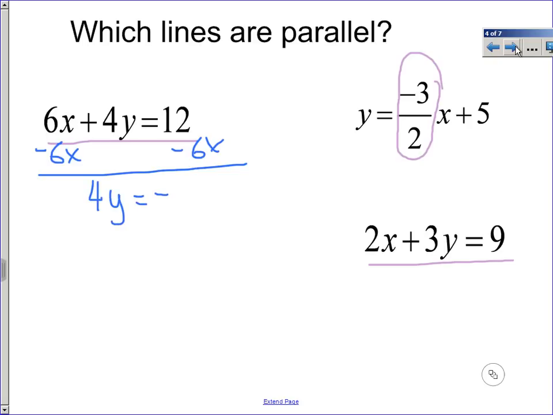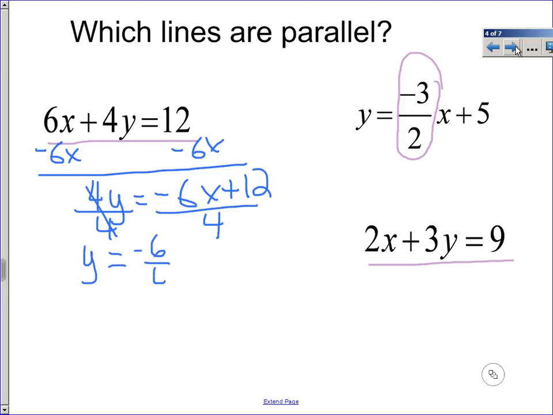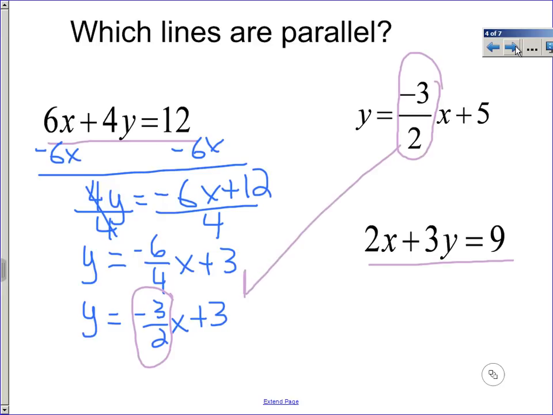4y equals negative 6x plus 12. I'm going to divide both sides by 4. Everybody gets divided. y equals negative 6/4 x plus 3. And this reduces down to y equals negative 3/2 x plus 3. So right here I see I have negative 3/2 as a slope. These two lines would be parallel.